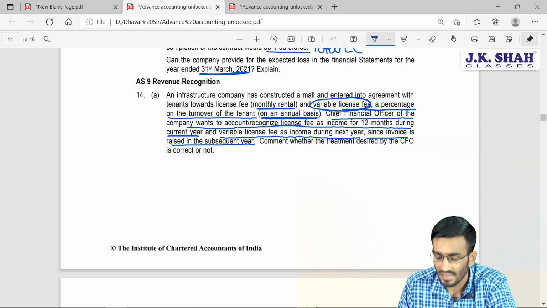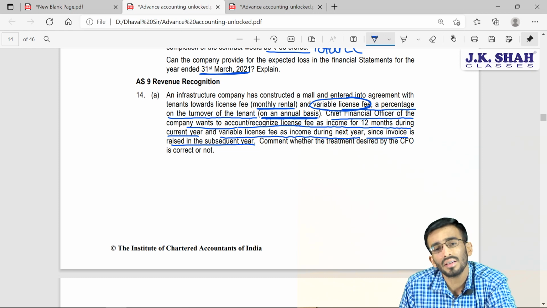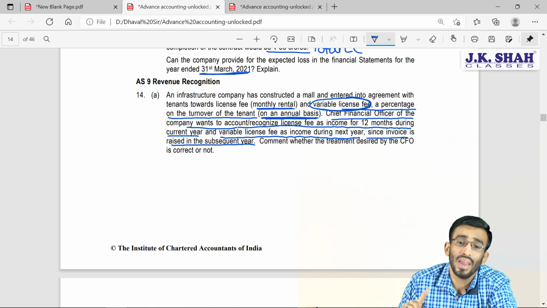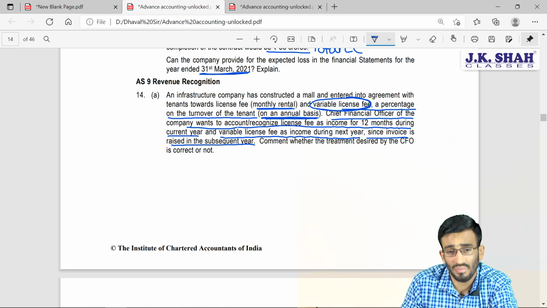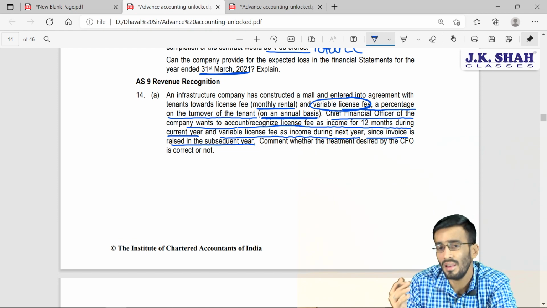Variable license fees, that is nothing but the percentage on the total turnover of the tenant. Here they are saying this variable license fees we will recognize as our revenue in the subsequent year, because the total turnover we will come to know at the end of the year, and then we will calculate the variable license fees based on the total turnover, and then we will charge the variable license fees and we will raise the bill in the next year.